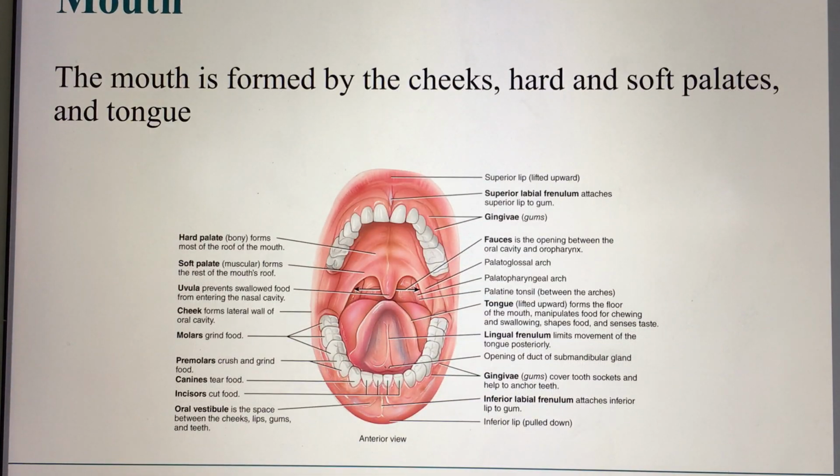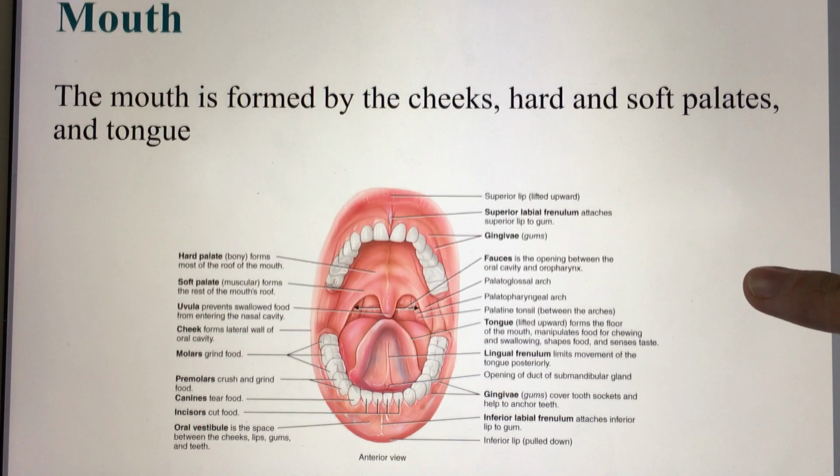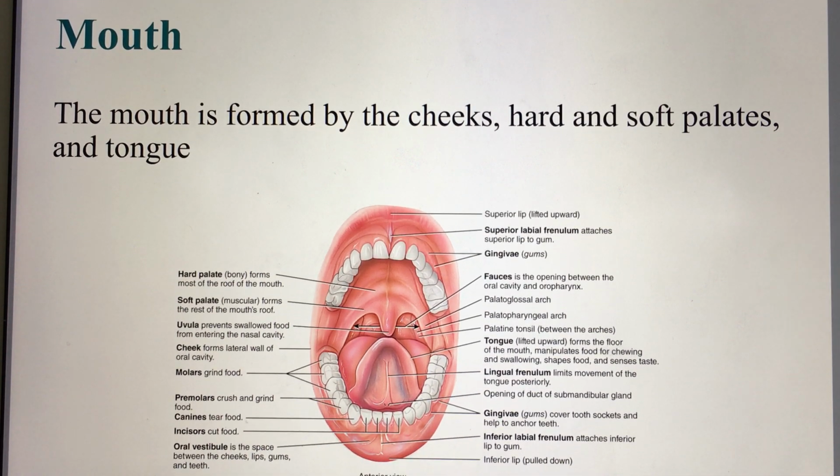Okay, the next part of the digestive system we're going over is the mouth. The mouth is the beginning of the alimentary canal, the digestive tract, and it contains lots of the accessory structures. The mouth is formed by the cheeks, hard and soft palates, that's the roof of the mouth, and a tongue. The tongue forms the floor of the mouth. The mouth contains lots of the accessory structures.